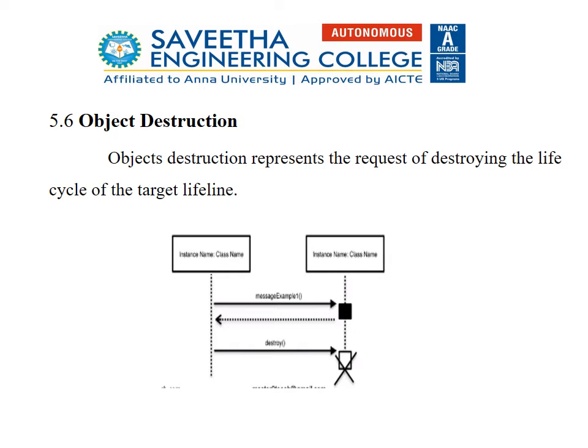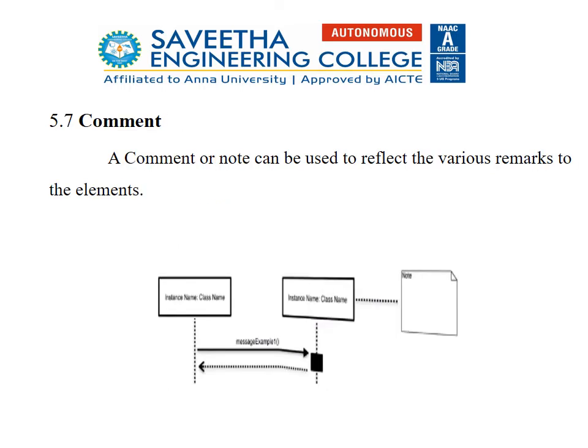Now let us see what is object destruction. Obviously, destruction means destroying. This destroying of a particular object is represented using a cross symbol, right? Comment: we can include a comment in the sequence diagram using a rectangular box. A comment or note can be used to reflect various remarks on the elements.